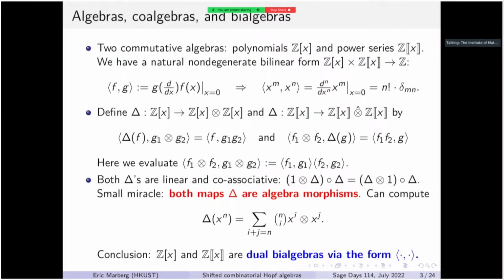This kind of statement actually contains a lot of content. It's saying you have things you can multiply, and then you have a form, and if you define these coproduct maps, then it turns out that there's this morphism condition. So this lets us define bialgebras and Hopf algebras sometimes without having to talk about coproducts. I can just tell you two algebras and a form, and I can say they're dual bialgebras.